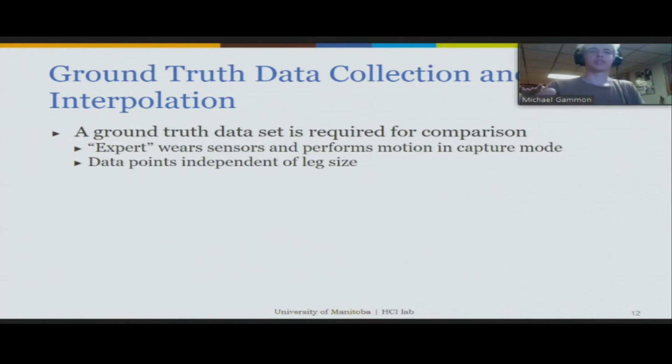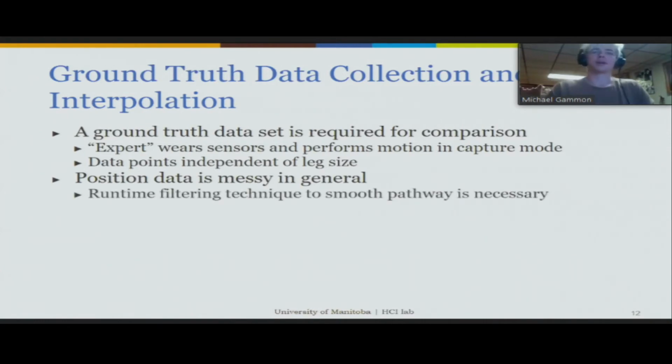So when the position data is written to file, in general, it's messy and has uneven spacing. For this reason, it's necessary to apply a runtime filtering technique to evenly place data points along the desired path. This way, when the user tries to compare their motion to the ground truth, a percentage of matching data points will actually serve as a meaningful scoring system.